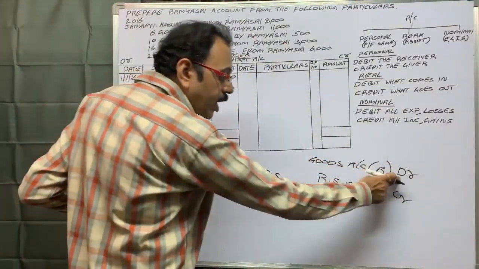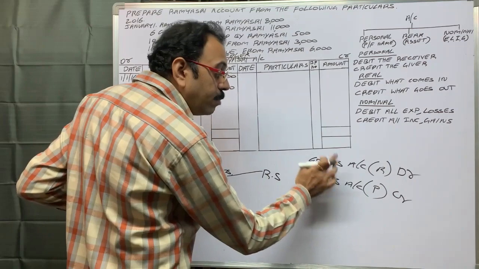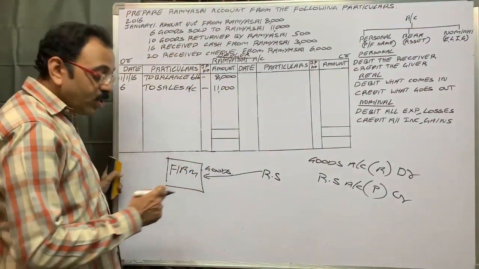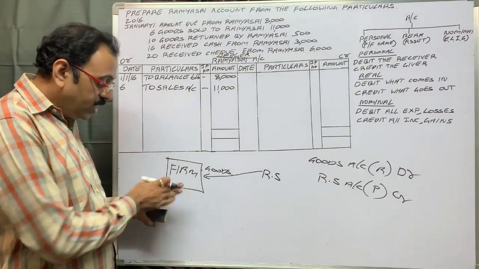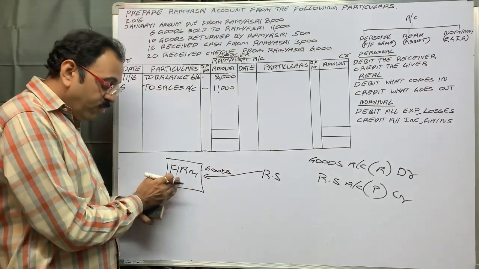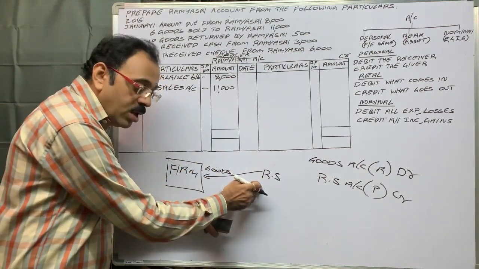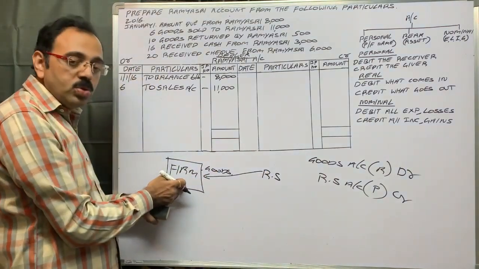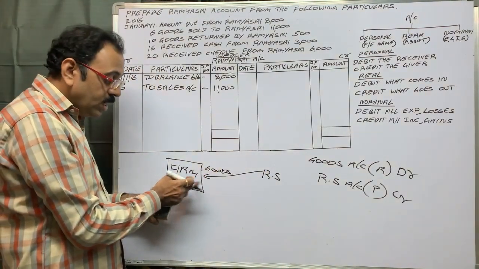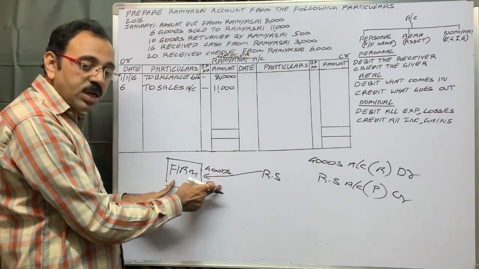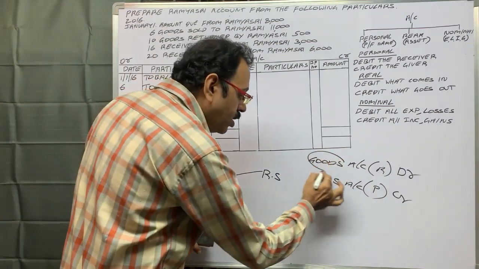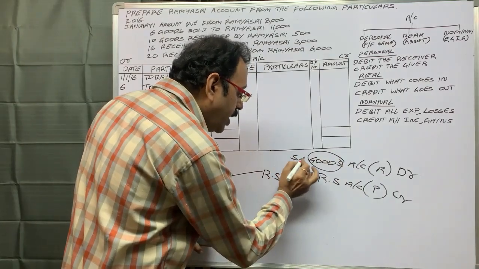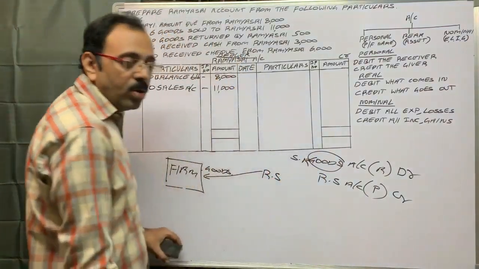When goods come in, debit, but don't write purchases because this is not a purchase transaction. What is it? Think from the firm's point of view. Once we sold to her, now she is returning these goods to us. This transaction comes under sales returns. Therefore, on the debit side, instead of goods, you have to write sales returns account.